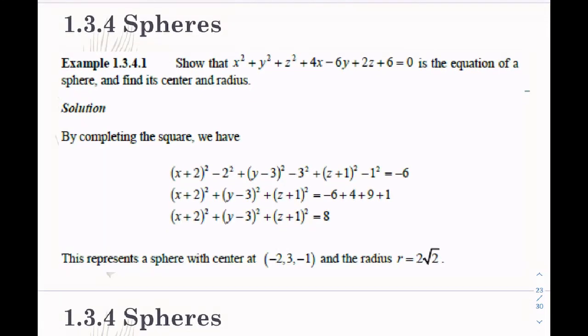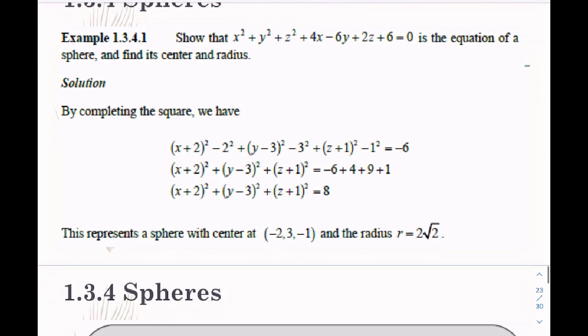Okay, show that x squared plus y squared plus z squared plus 4x minus 6y plus 2z plus 6 equals 0 is the equation of a sphere. Find its center and radius. Okay, so here you must use completing the square. What is completing the square? Please find out what that is, because we will use it a lot in this subject, not only here but somewhere else in the subject.